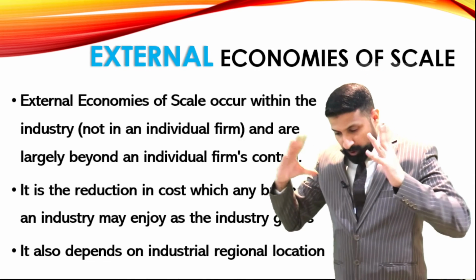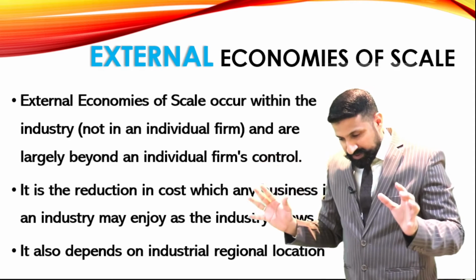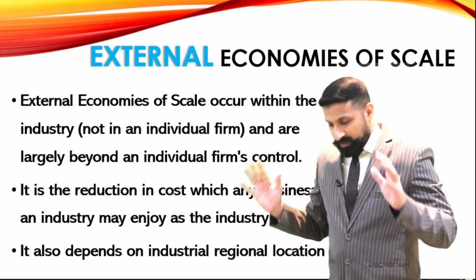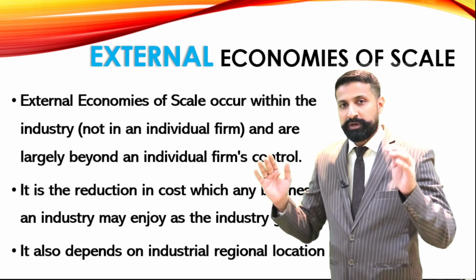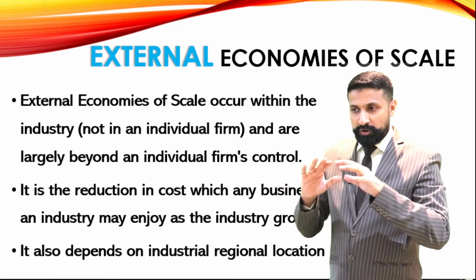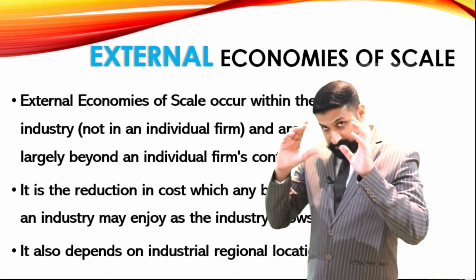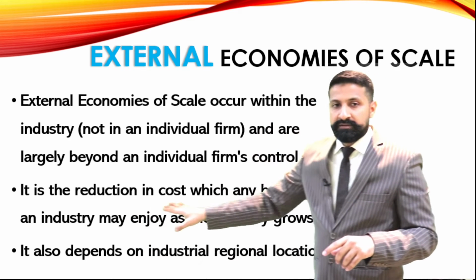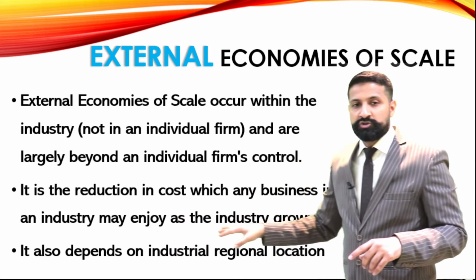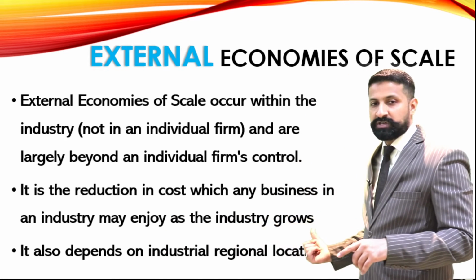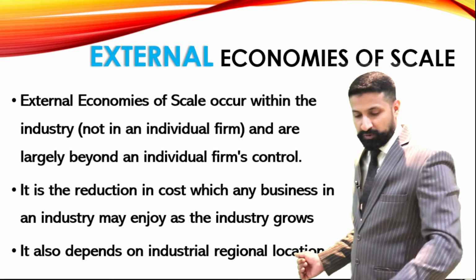So something happens with the whole industry. The industry is going up, so the small businesses also start going up. When they start going up, their sales go up, their production goes up. Ultimately, they start enjoying economies of scale because all the costs will be divided over the number of units produced. Try to understand. It is the reduction in the cost which any business in an industry may enjoy as the industry grows. It also depends on industrial regional locations. This is the last point I'm going to cover.